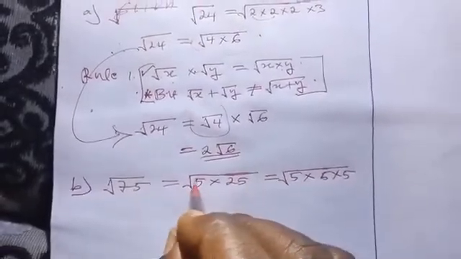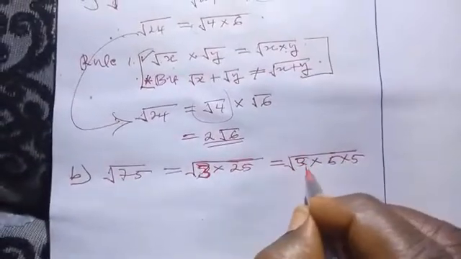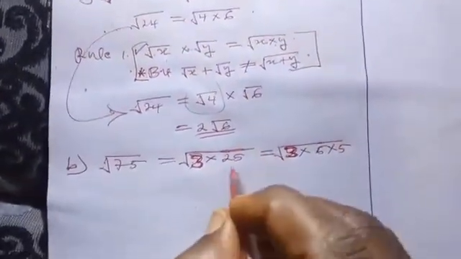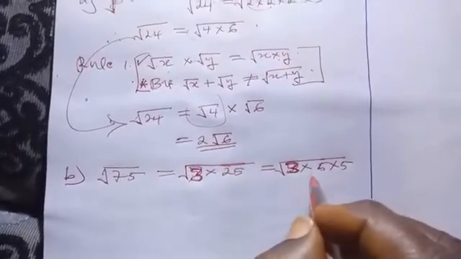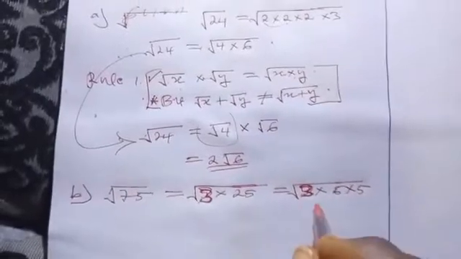This is 3, I'm sorry. It's a mistake. This is 3. This is also 3. It's a mistake. All right? 3 times 25 is 75. Then break 25 into 5 times 5. And so you have 3 times 5 times 5.